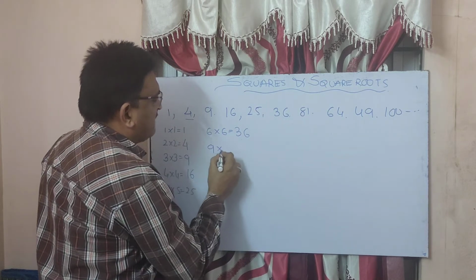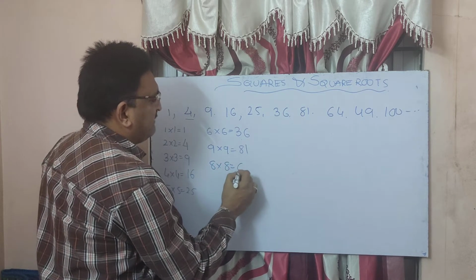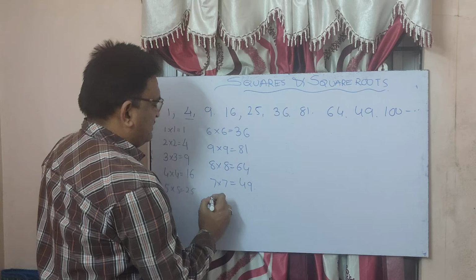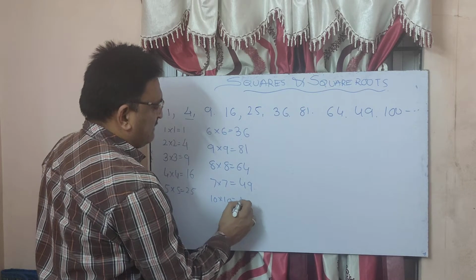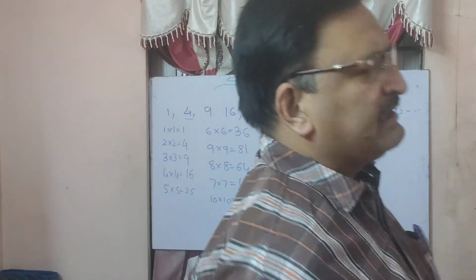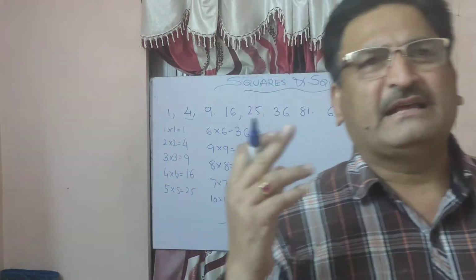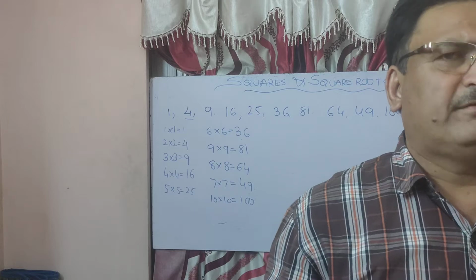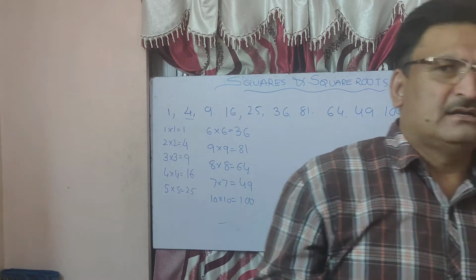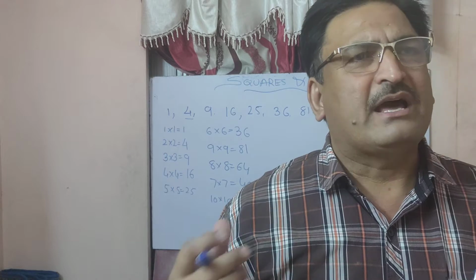81: 9 into 9 gives 81. 8 into 8 gives 64. 7 into 7 gives 49. 10 into 10 gives 100. Like that, there are many numbers. If a number is multiplied with the same number, the result will be a square number.